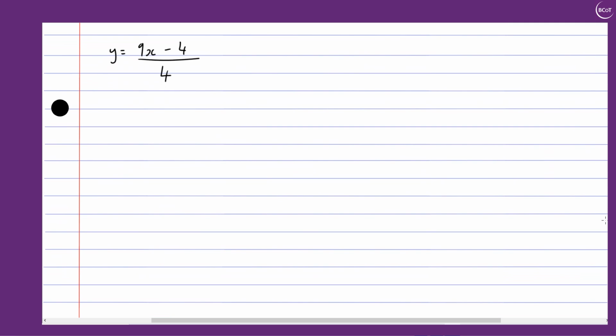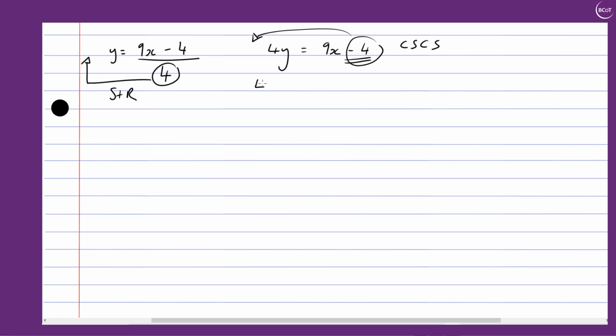And then y equals 9x minus 4 over 4. Well, when something's completely divided, you can multiply both sides by it, so slide and rise the 4. It becomes 4y equals 9x minus 4. And because we've got plus or minus on one side, we can move it. The minus 4 to the other side becomes plus 4. Change the side, change the sign of the minus 4. So we end up with 4y plus 4 equals 9x.